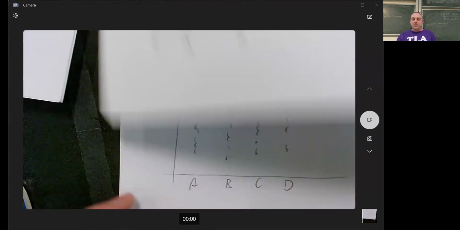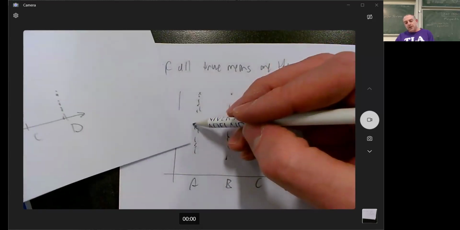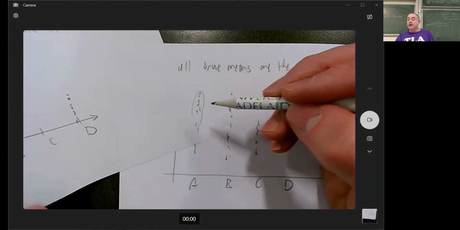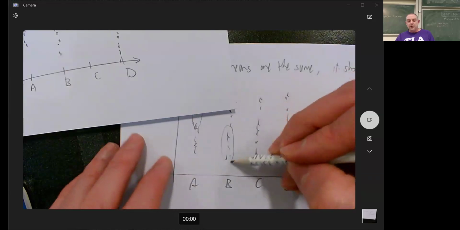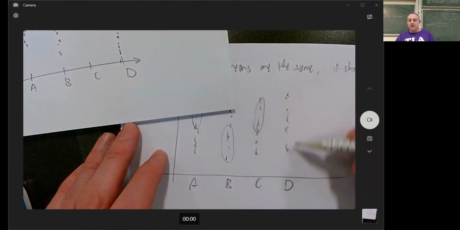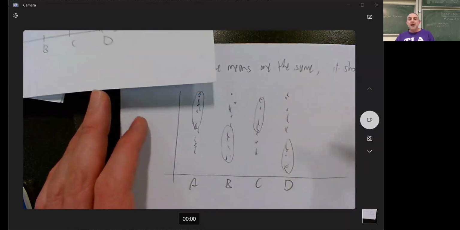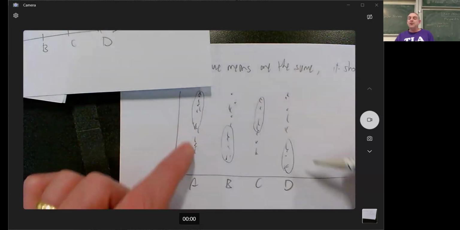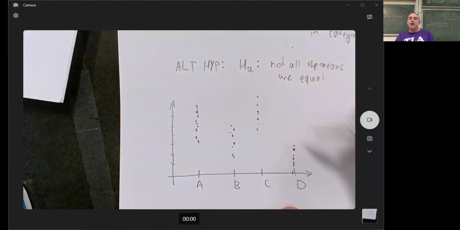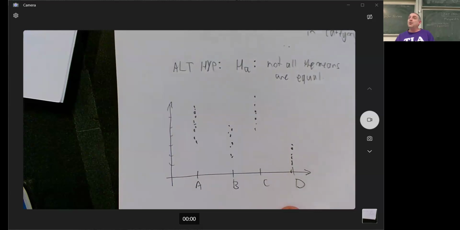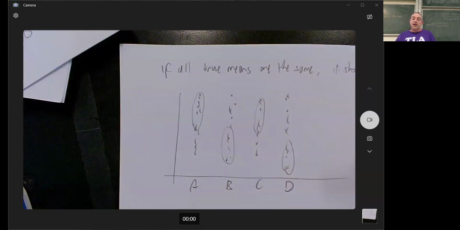Maybe we just by random chance happen to pick a group of A's that are up here. And maybe by random chance, we happen to choose a group of B that are down here and a group of C's that are here and a group of D's that are down here. Maybe just randomly, those are the people we happen to pick for our study today. We would like to know, how unlikely is that? That's the question we're going to answer with our p-value.